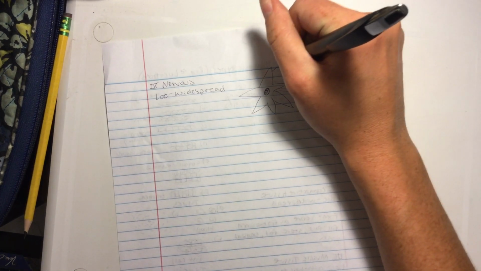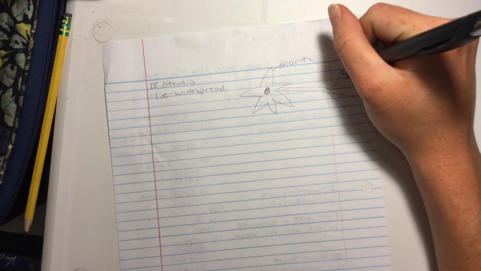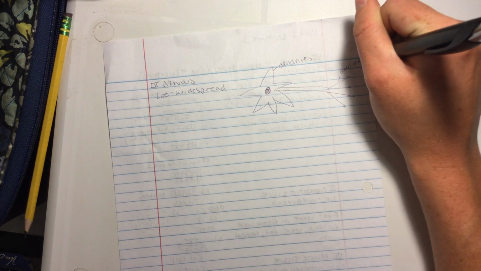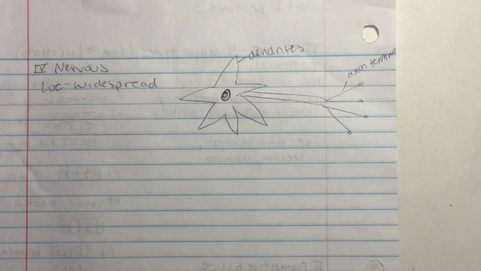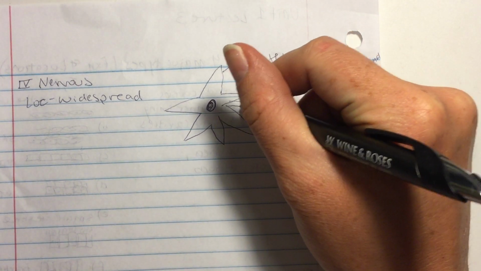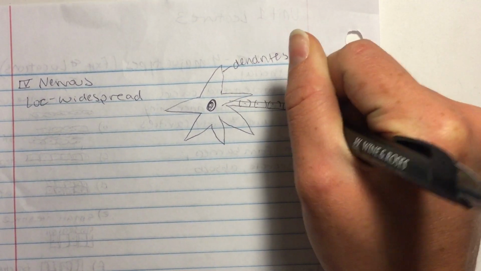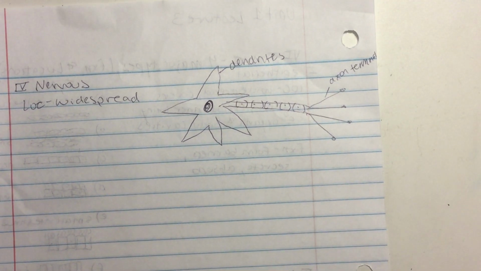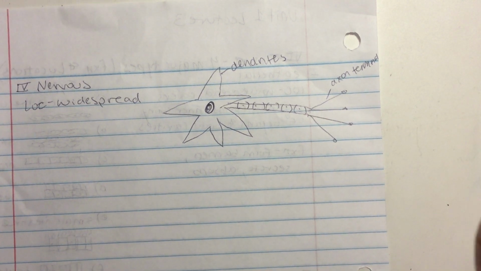We're going to label this side the dendrites, and the back side is the axon terminal. So dendrites, axon terminal. We have the myelin sheath in here, which sends signals quickly from one end to the next while processing it. And the Schwann cells in there as well, but we'll go more into depth with how those are set up later. So the location is widespread.